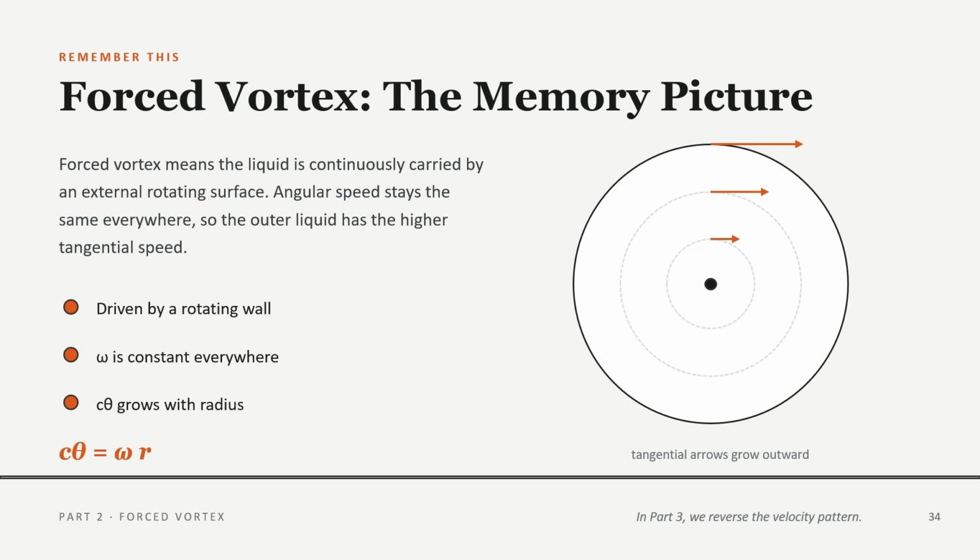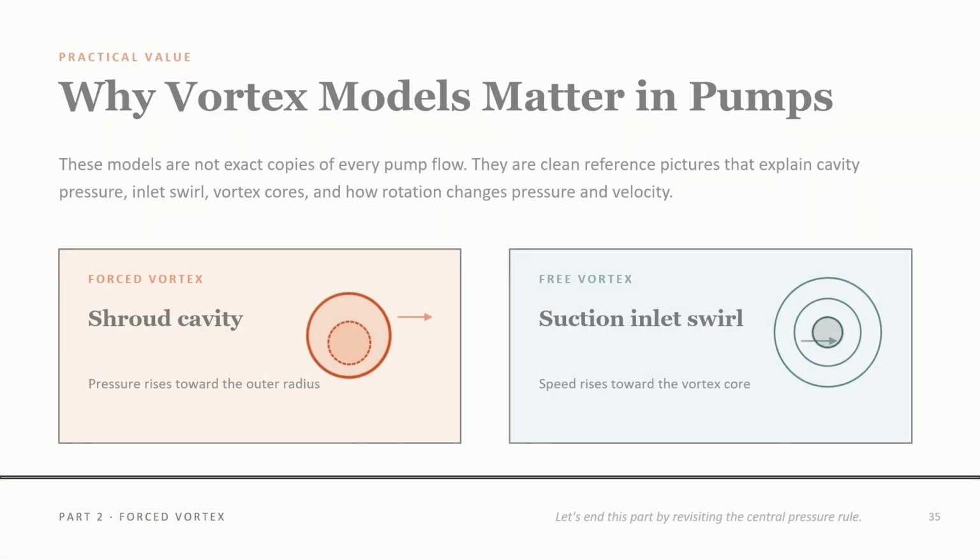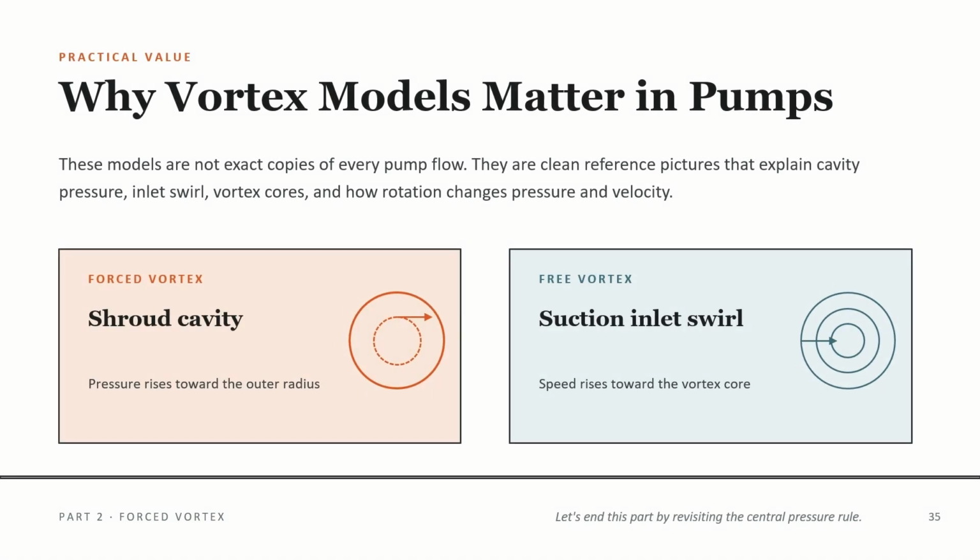Why vortex models matter in pumps. Real pump flows are rarely perfect forced or free vortices. They include friction, leakage, turbulence, and changing geometry. But the two models give us clean reference pictures for understanding rotating cavities, inlet swirl, vortex cores, and pressure distribution. The common idea remains that curved motion needs a pressure field.